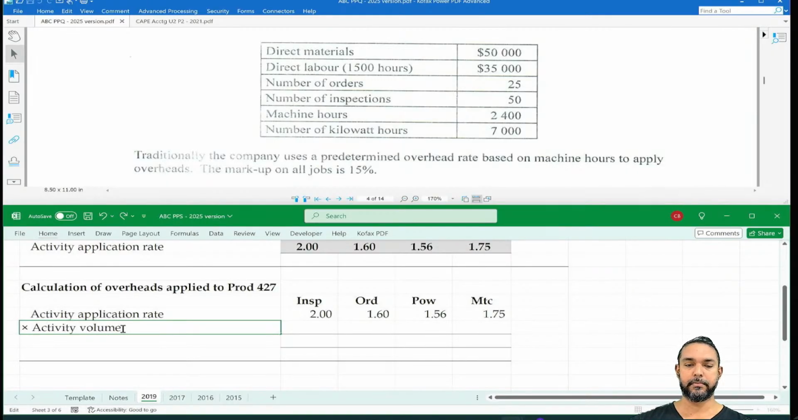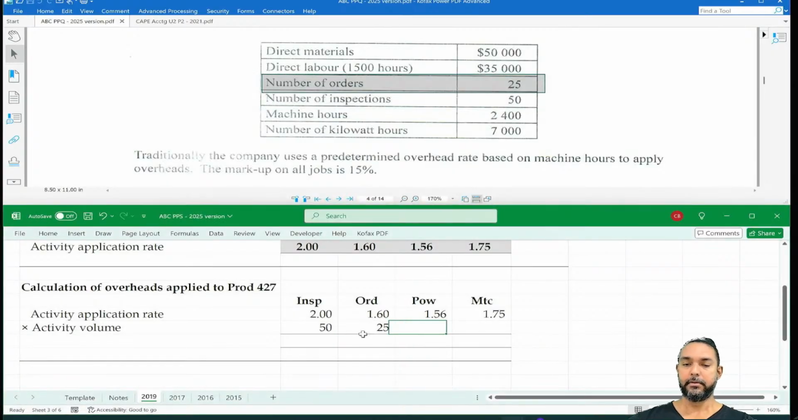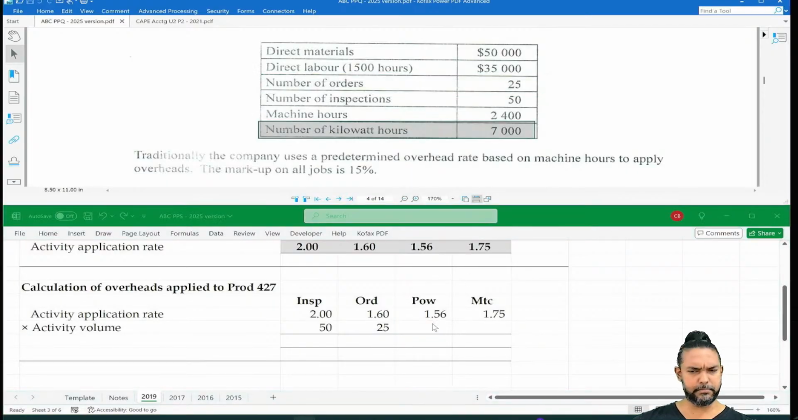So for inspections, we need number of orders. Sorry, number of inspections. And you see that they catch me because they put that first, and that's what I have first. So that's how this catches sometimes. Always read very carefully and pay attention to what you are reading so you interpret it correctly. So activity volume for inspections is 50. For orders, that's number of orders, that's 25. For power, that's kilowatt hours. And for maintenance, that was based on machine hours.